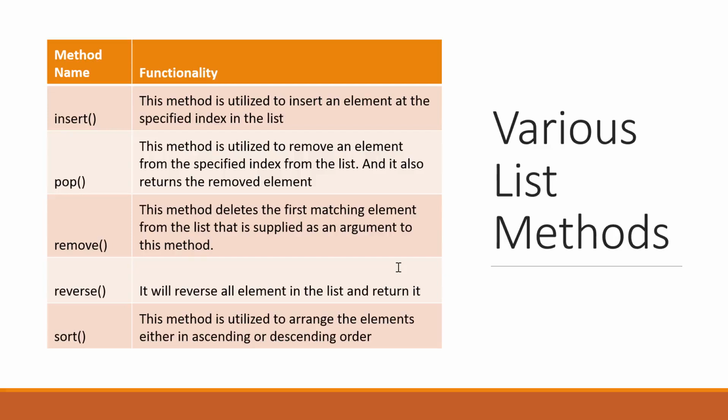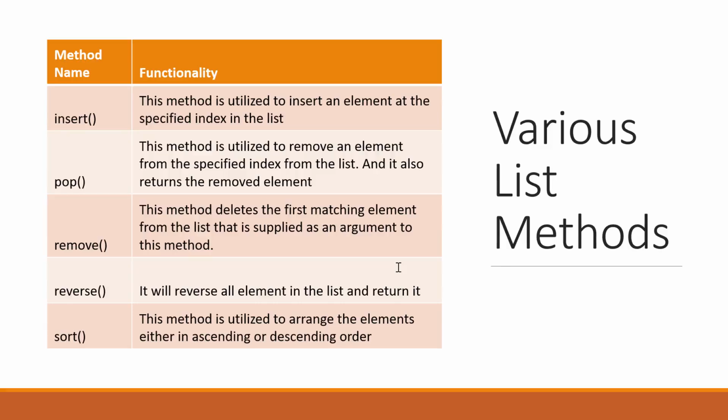Then there is the reverse method. So this reverse method will reverse all the elements given in the list. And in the last, we have the sort method. So this method is utilized to arrange the elements of the list either in ascending or descending order. So these are the total 11 methods related to lists in Python.